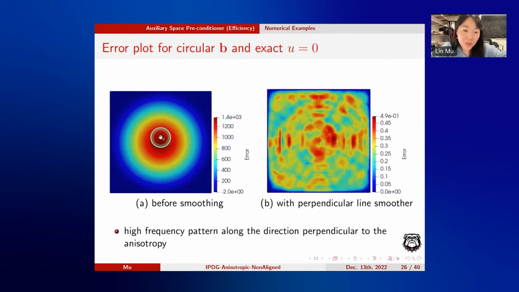Now we apply our smoother along the perpendicular direction. Then the error will be reduced to 0.5. And the reduction in the error is actually very significant, and that shows us the perpendicular direction line smoother works very well, and that's the idea for how to generate the smoother.